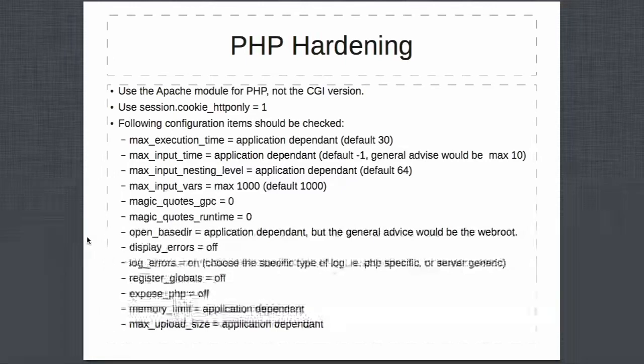Open basedir, again, is something pretty easy to check and implement. Display errors should always be off. Logging errors, well, that's always a good idea, of course, and check also if a monitoring service is in place and actually working. Register globals, I'm not even going to go into that. But also, expose PHP should be off. Why do you want a user to simply know that you're running a PHP application? Why is that relevant? Anything that is not relevant for the user should not be returned at all. And you can check for this.